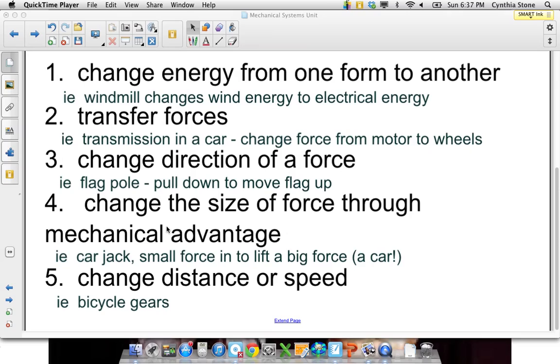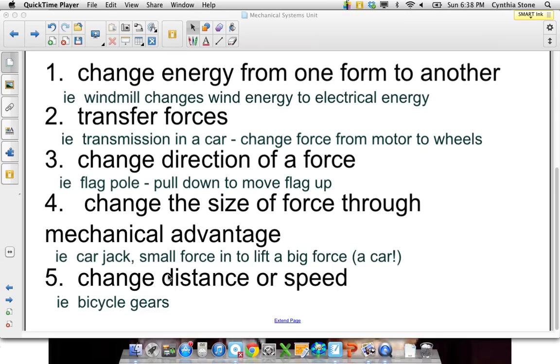Change the size of force, and a great example is a car jack, because you can lift the whole back end of a car. You couldn't do it with your arms, but by pushing down on a jack you can, right? And that's really what we focus on in this course in general, the idea of machines that will give us mechanical advantage.